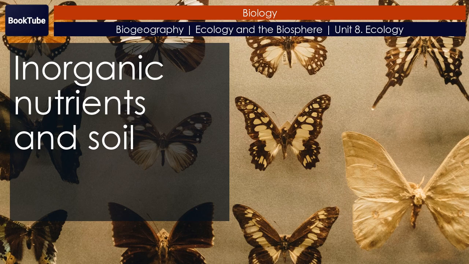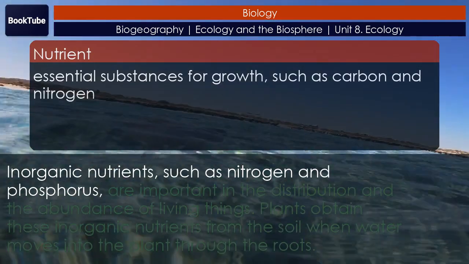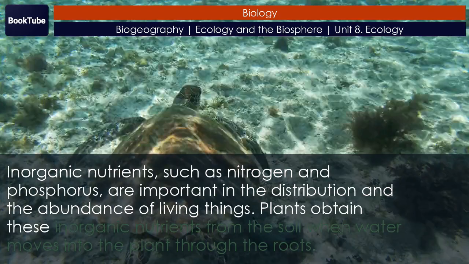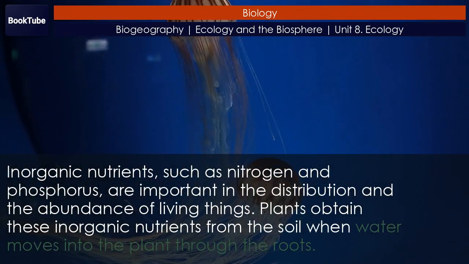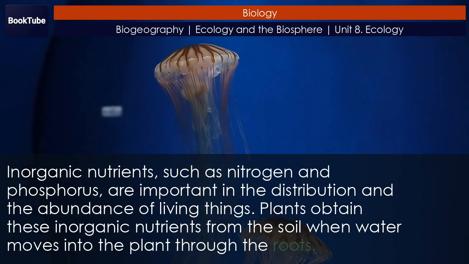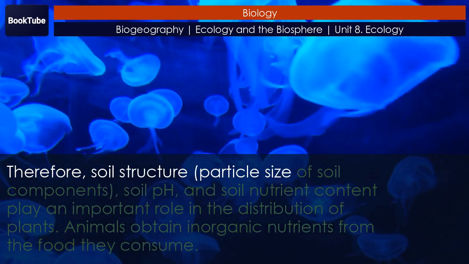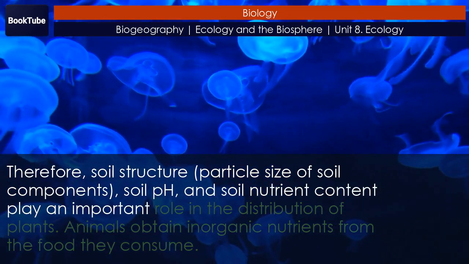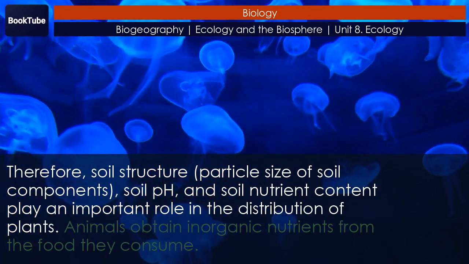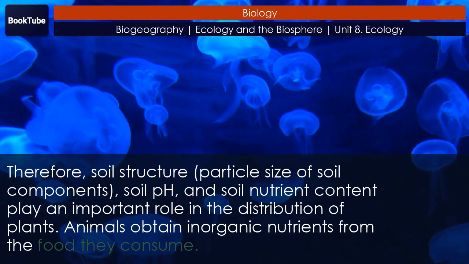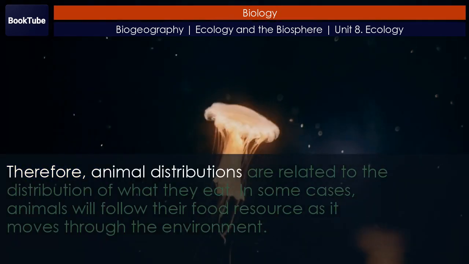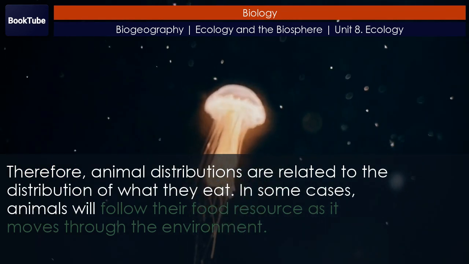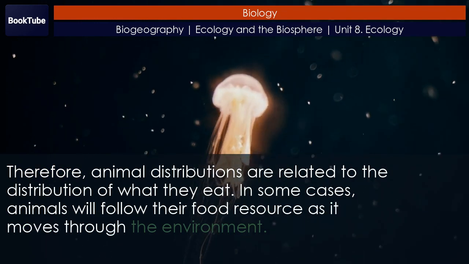Inorganic nutrients in soil. Inorganic nutrients, such as nitrogen and phosphorus, are important in the distribution and the abundance of living things. Plants obtain these inorganic nutrients from the soil when water moves into the plant through the roots. Therefore, soil structure, particle size of soil components, soil pH, and soil nutrient content play an important role in the distribution of plants. Animals obtain inorganic nutrients from the food they consume. Therefore, animal distributions are related to the distribution of what they eat. In some cases, animals will follow their food resource as it moves through the environment.